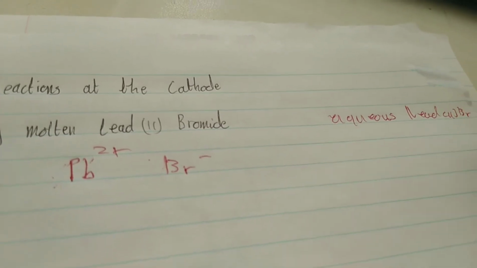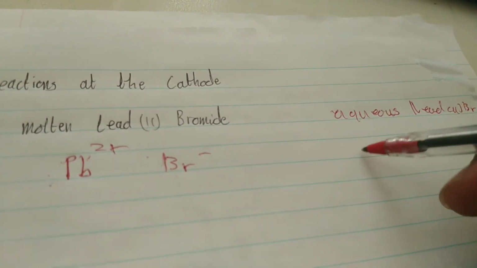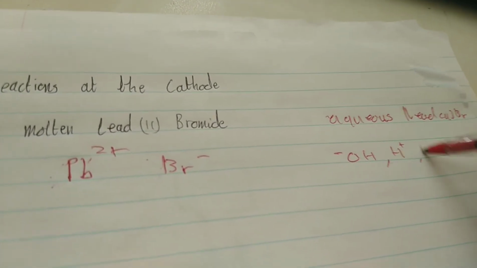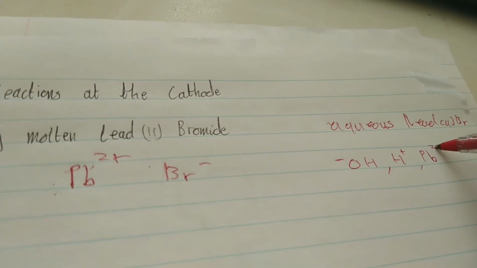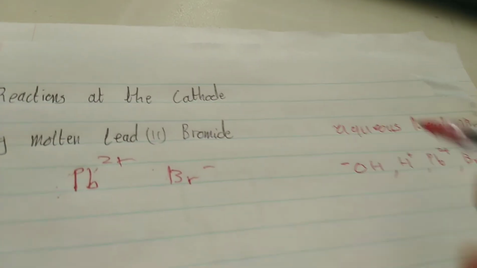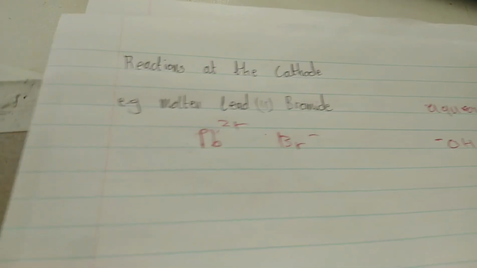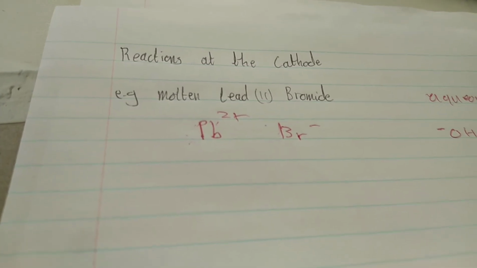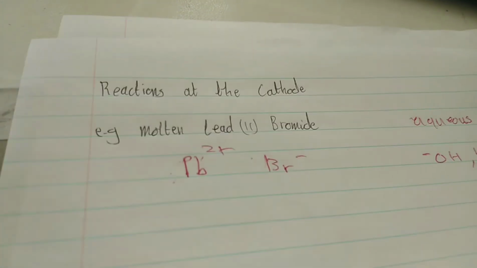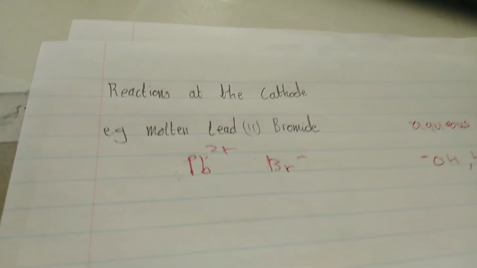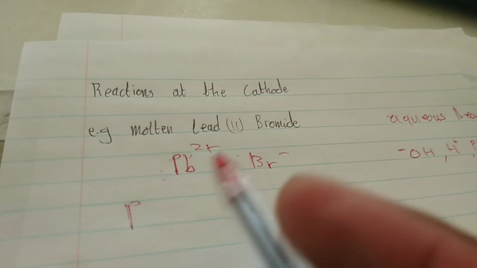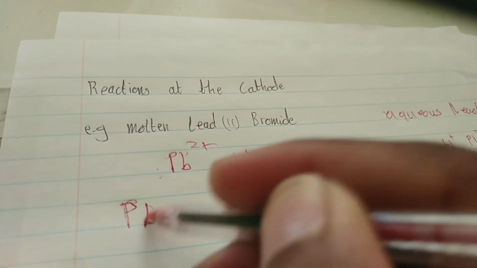For an aqueous lead-2 bromide, the ions that are present, we have an OH ion, we have a hydrogen ion, we have a lead ion, and we have a bromide ion. Because it is aqueous, we have the ions of water. But now because we are dealing with a molten one, we only have the ions of that substance, which is lead-2 bromide. So the reaction that will take place at the cathode, we are going to have our lead.